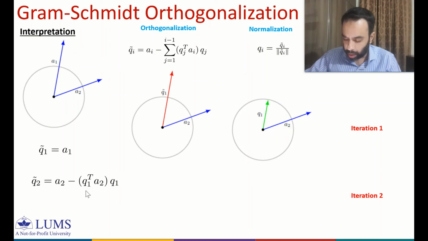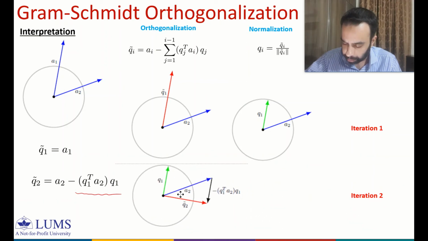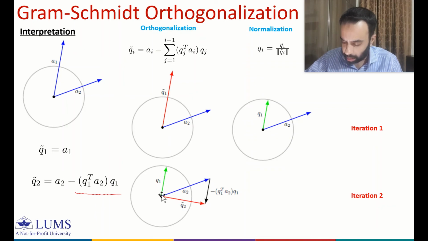So what is this quantity Q1 transpose A2? It is the projection of A2 on Q1 in the direction of Q1. That would be simply given by this, and you take a minus of this. So this black vector here is minus Q1 transpose A2 Q1. And when you subtract this from A2, what you get is Q2 tilde.